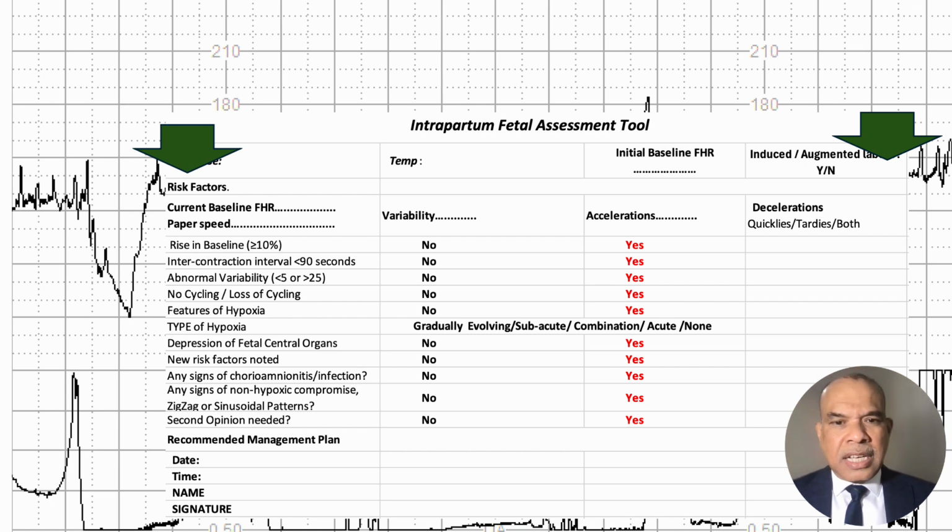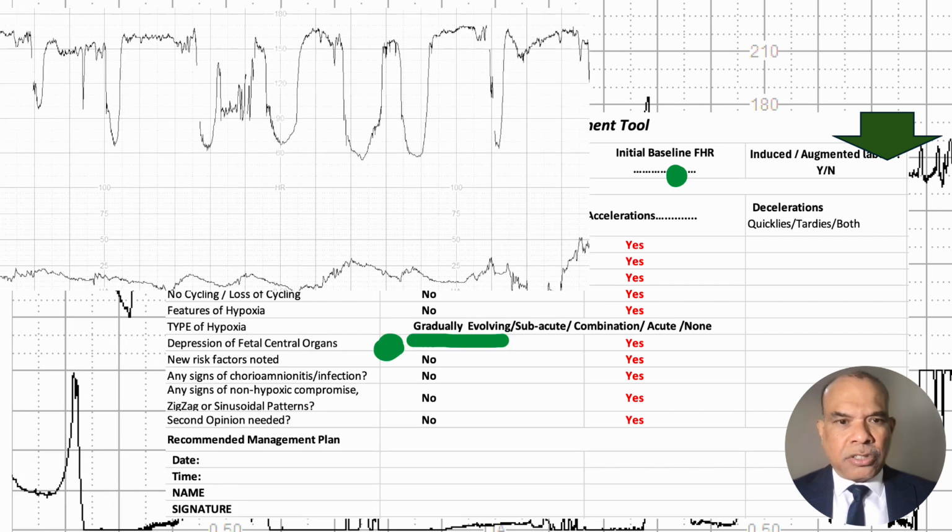But if we have used this intrapartum fetal assessment tool recommended by the guideline, you would have put an initial baseline and current baseline. And because this baseline hasn't gone up, you would say, no, there's no 10% rise in the baseline. So it's still episodes of hypoxemia and there is no hypoxic acidosis. And then you can see it'll be a gradually evolving hypoxia. If you look in between the decelerations, stable baseline, reassuring variability, and therefore the central organs are well oxygenated.